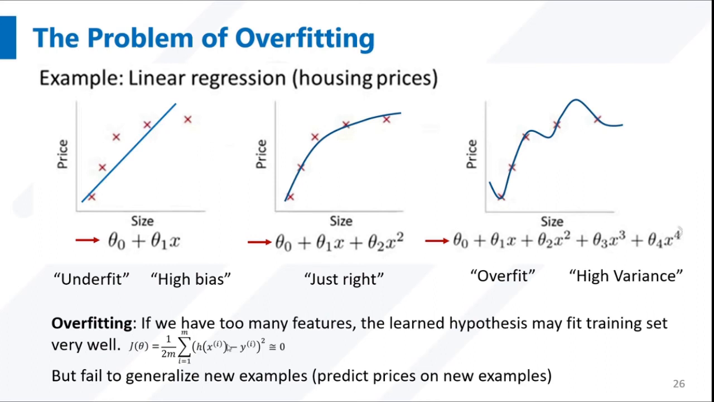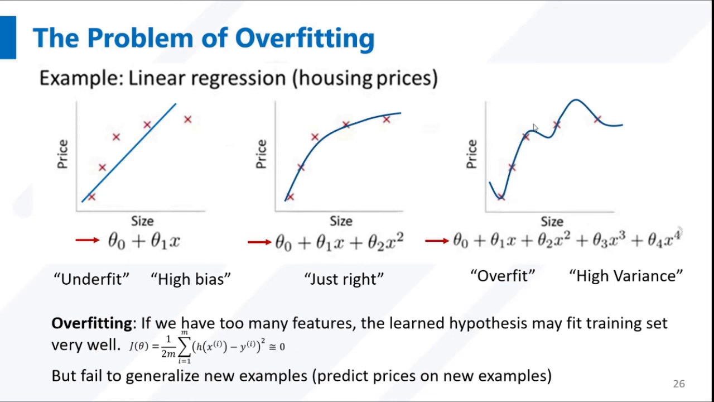So what is overfitting? Overfitting is if you have too many features, the learned hypothesis may fit the training set very well, but it fails to generalize to new examples. That means predicting price on new examples. The training set fitting is very good. It means that the error is almost zero. That means the cost function value is almost zero because the prediction at every point and the actual result are almost the same. So the error is almost zero. That's why the overall cost function is also almost zero.